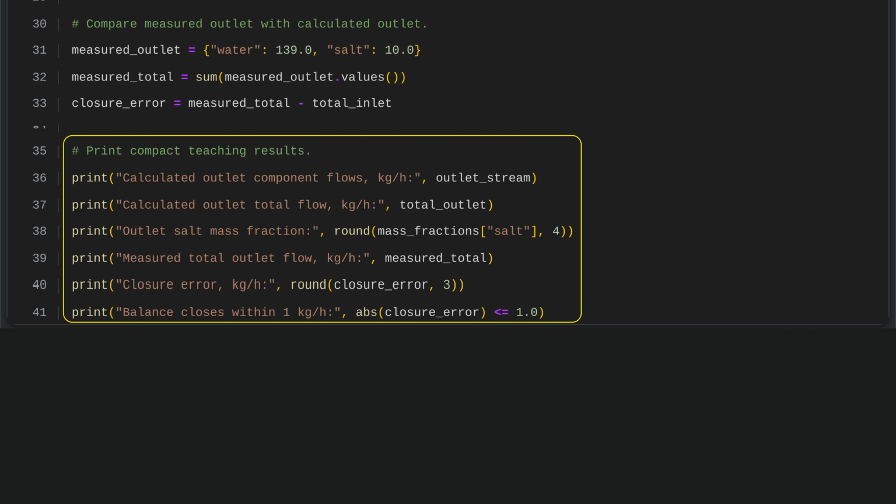The output reports the calculated outlet component flows and their total in kilograms per hour, then shows the outlet salt mass fraction rounded to 4 decimal places. It also compares the measured total outlet flow with the inlet flow by calculating a closure error, rounded to 3 decimal places. Finally, it checks whether this error is within 1 kilogram per hour and reports a true or false result to indicate whether the mass balance is consistent within the chosen tolerance.